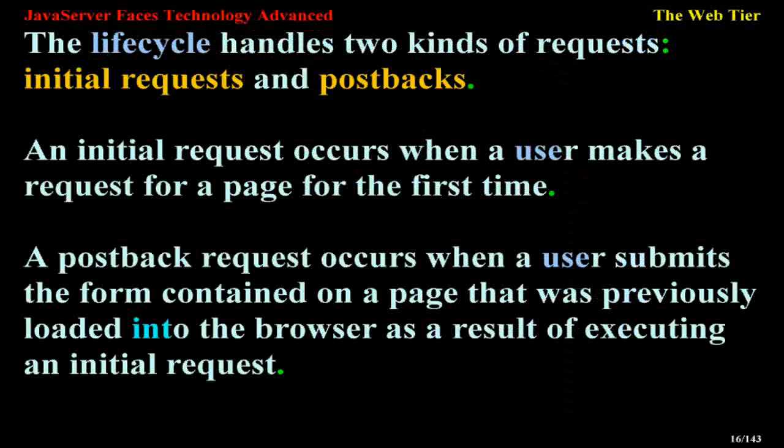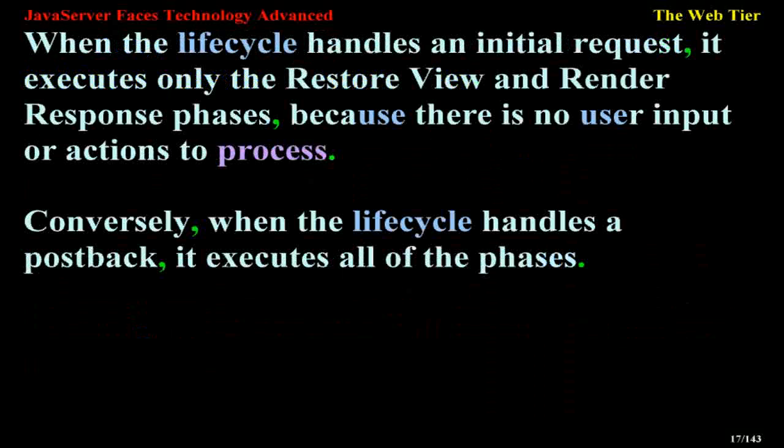The lifecycle handles two kinds of requests: initial requests and postbacks. An initial request occurs when a user makes a request for a page for the first time. A postback request occurs when a user submits the form contained on a page that was previously loaded into the browser as a result of executing an initial request. When the lifecycle handles an initial request, it executes only the restore view and render response phases, because there is no user input or actions to process. Conversely, when the lifecycle handles a postback, it executes all of the phases.